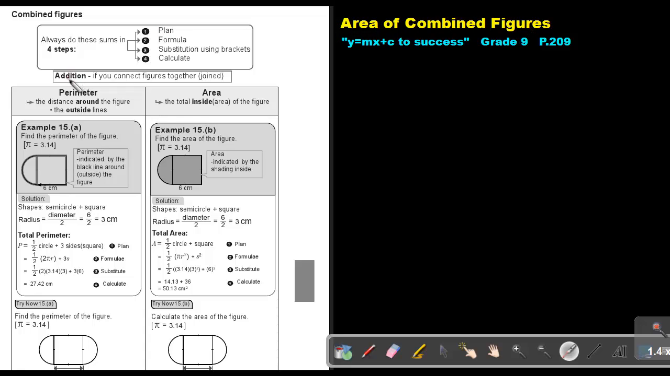Okay, we're first going to focus on addition. If you connect figures together. Okay, let's start with the area. The total inside of the figure.